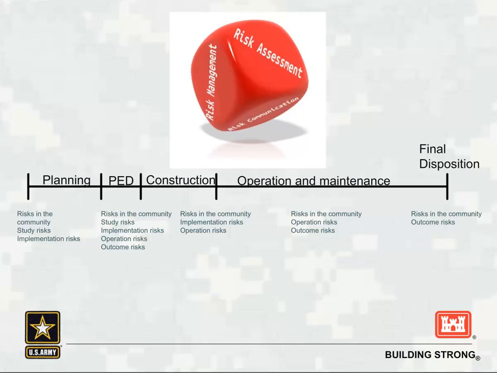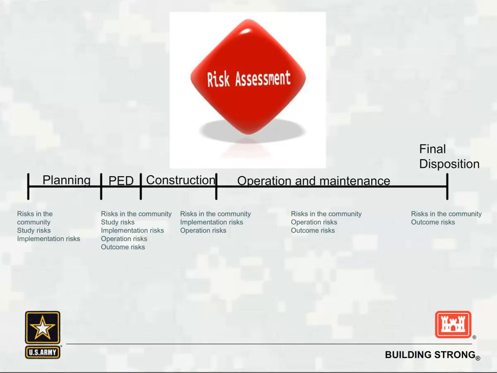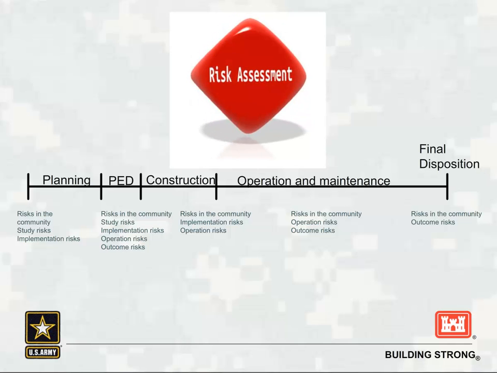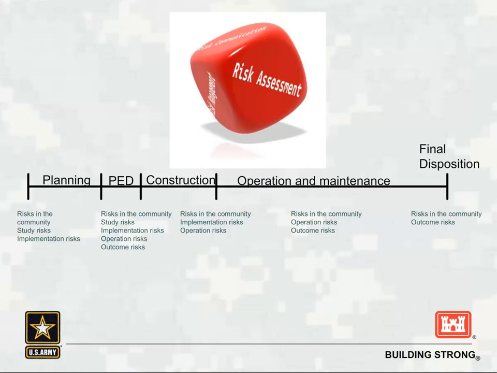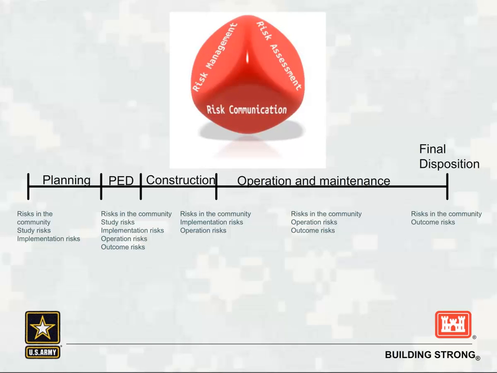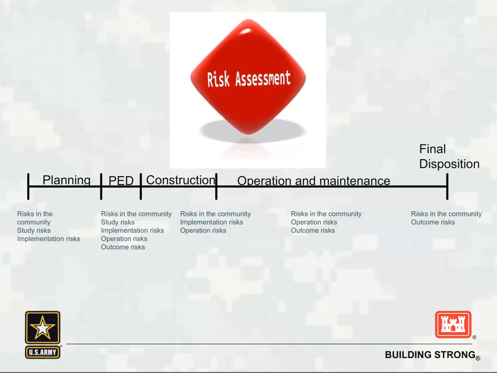During construction, risks in the community, implementation risks, and operation risks are going to be preeminent. There will be less concern about study risks once construction begins. During the operation and maintenance stage, risks in the community, operation risks, and outcome risks will be of greatest concern. And then during final disposition, risks in the community and outcome risks will be of greatest concern.